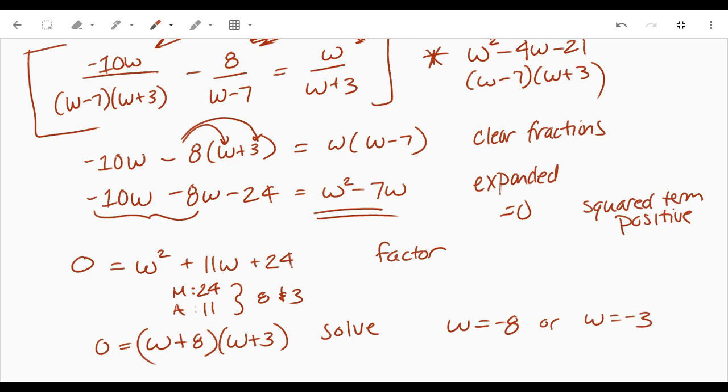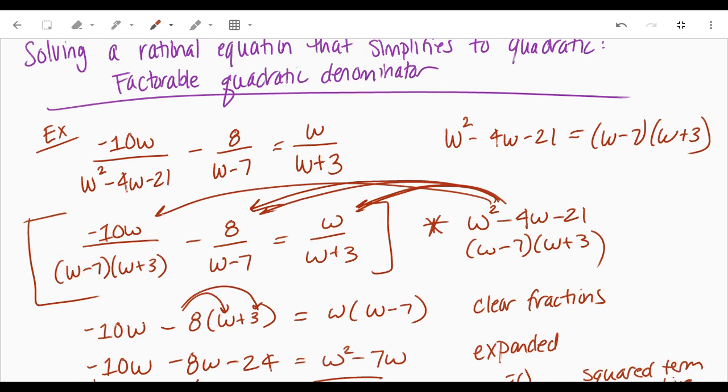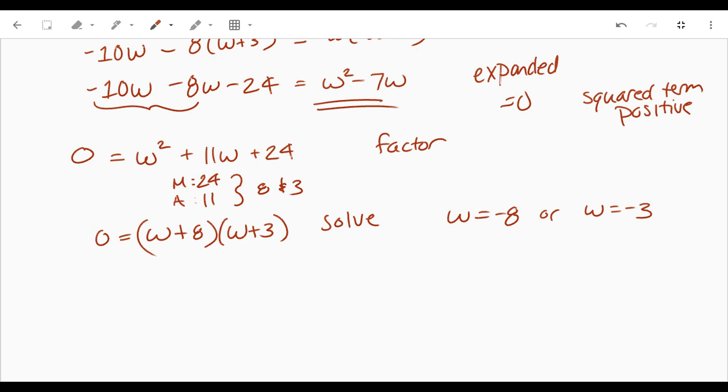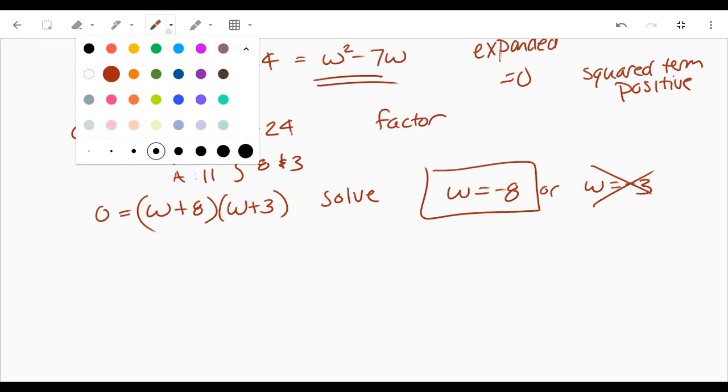Okay, you do need to check your answers in here. If you look up here, W can't equal negative 3, right? W can't equal 7 or negative 3 because of those denominators. So that negative 3 isn't going to work, and we only have one answer. Okay, we'll do another one of those. Those are very tedious. They take a long time, but they all have the same steps. Okay, so we'll follow those exact same steps again.